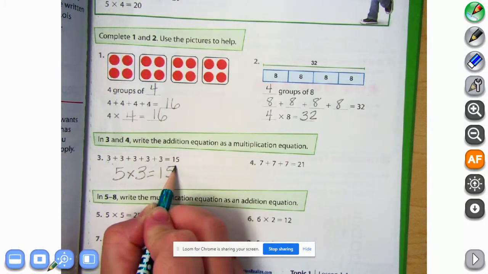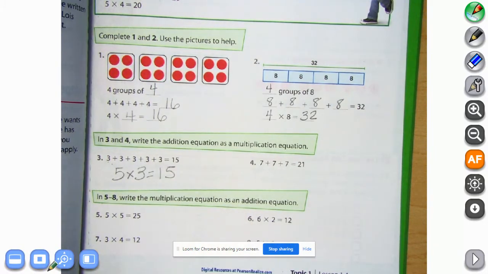Does anyone recognize that question was the question that we did for our attendance on Wednesday or Tuesday? Excuse me.